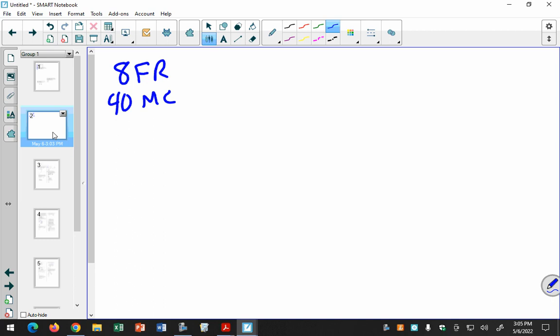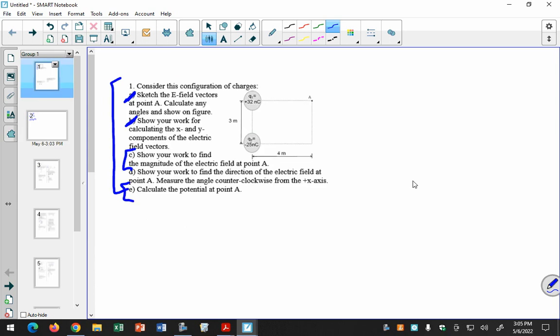8 free response, 40 multiple choice. There are a total of 150 points. So just be aware that this does carry more weight than exams 1 through 4. But you've seen it all, and you've been tested on it already, so I'm hoping that you should do better on this exam than on the 4 previous exams. Let's just do this one.